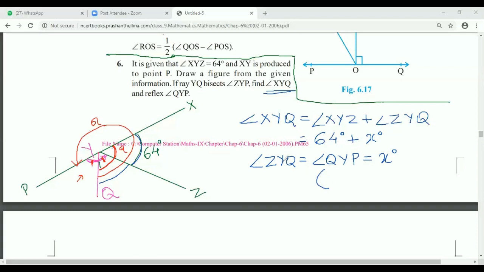The reason is YQ is a bisector. YQ bisects angle ZYP. That is given in the question. YQ is a bisector of angle ZYP, so ZYP is divided into two equal parts. So both have measurement x degrees.